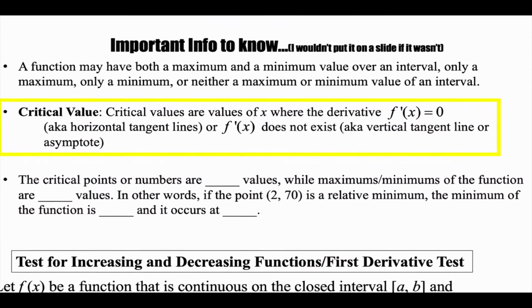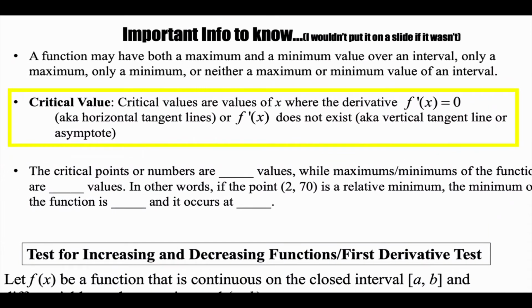So the next section, critical values. So here we go. A function may have both a maximum and minimum over an interval, only a maximum, only a minimum, or neither. Just because it's an interval, it could have both, it could only have one, it could have the other, it could have neither. So just because a function goes on an interval doesn't mean it's going to have one or the other.